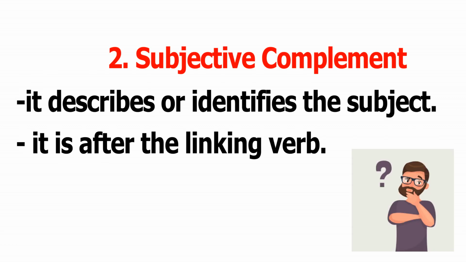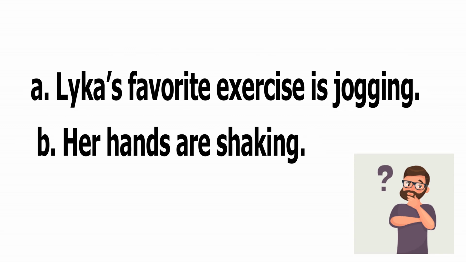Let's continue. The second function is subjective complement. It describes or identifies the subject, and it is after the linking verb. For example, Laika's favorite exercise is jogging. Second, her hands are shaking.